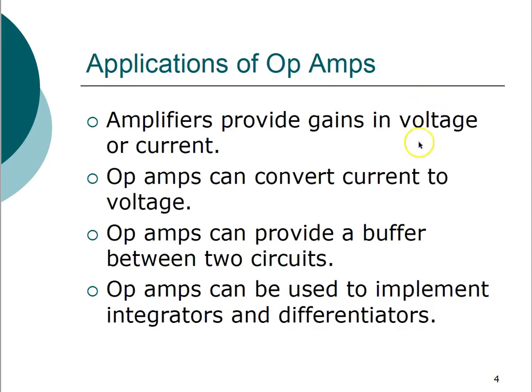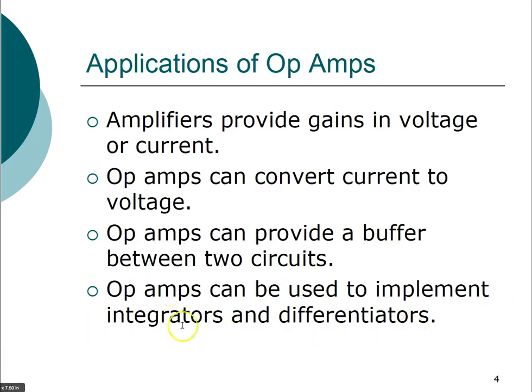Now the different applications of an op-amp. Amplifier: it provides gain in voltage or current. An op-amp can convert current to voltage, that is, it can convert a current source into a voltage source. An op-amp can provide a buffer between two circuits, where you will see the circuit acts as a buffer. And an op-amp can be used to implement integrators or differentiators.